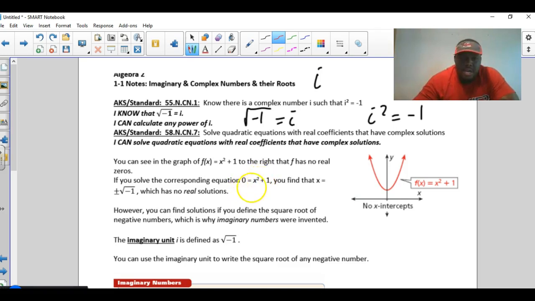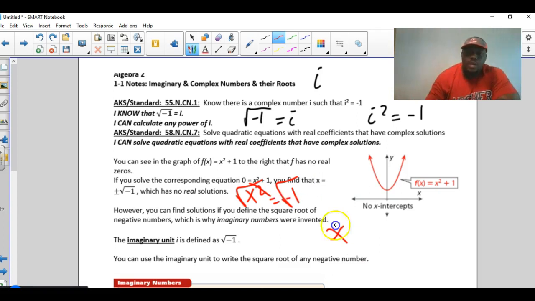It's imaginary. And right here is an example: x squared plus 1. If you were to solve this for x, you would subtract the 1 on both sides, and you'd have x squared equals -1. Then you would solve for x by taking the square root of both sides. That cancels to leave you with just an x, and x would equal plus or minus the square root of -1.